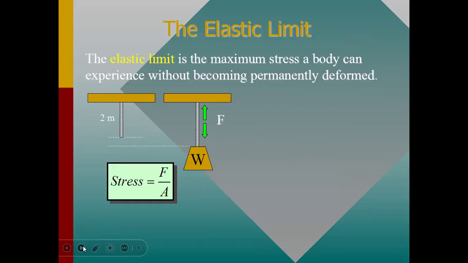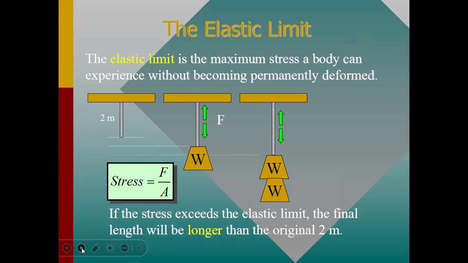Another one, what is elastic limit? The elastic limit is the maximum stress a body can experience without becoming permanently deformed. That means, and stress means force per unit area, and weight is W here. So original length was 2 meter. Then if we apply 2 times weight, that means force, if the stress exceeds the elastic limit, the final length will be longer than the original 2 meter. Okay, so this is okay, but beyond the limit, it cannot be possible to maintain the original length.